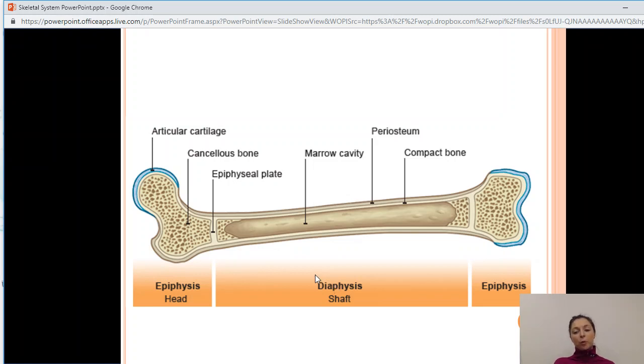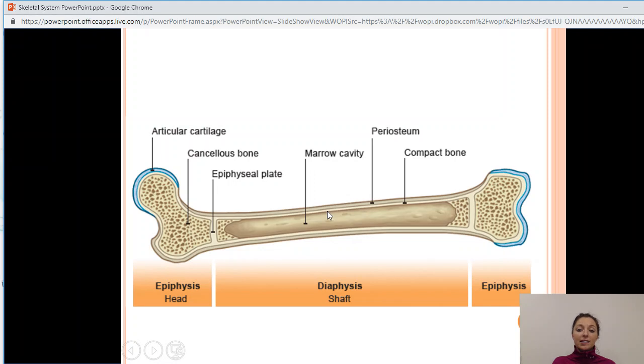So the spongy bone is up the top here. It's found at the end of long bones. It's also found at the epiphysis, or the head of the long bone. The diaphysis is also known as the shaft, so just the long part in between the epiphysis, the two heads of the bone. The marrow cavity, that's where the bone marrow is found. Cancellous bone is just another name for spongy bone.